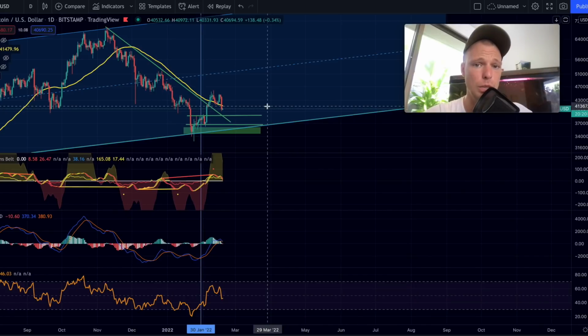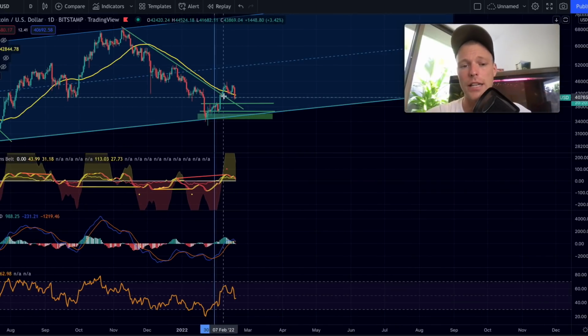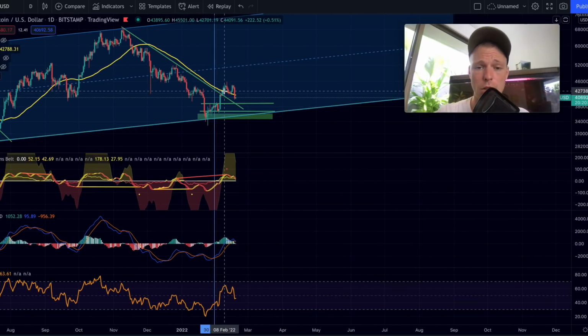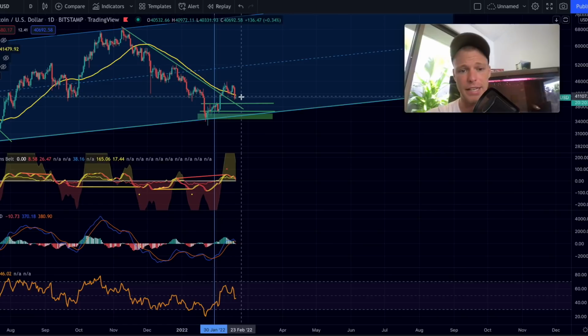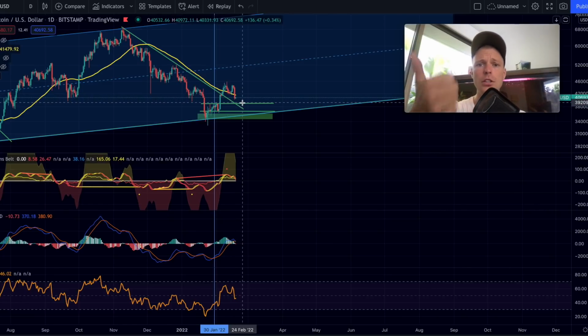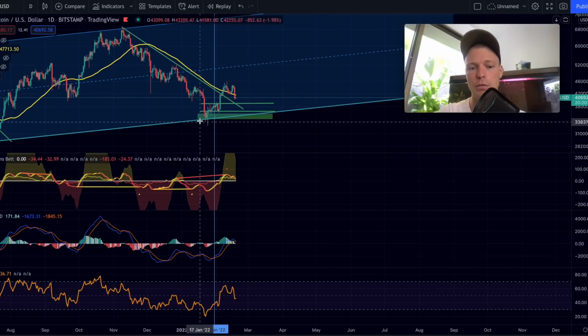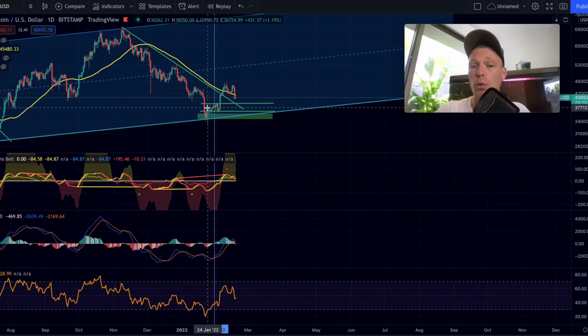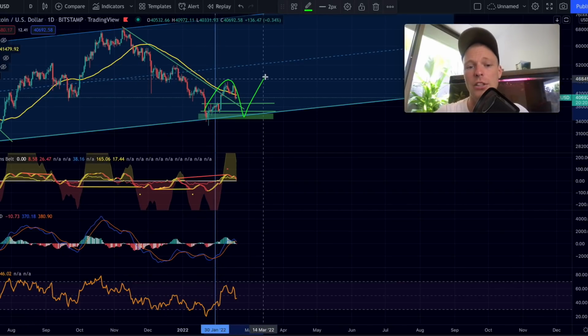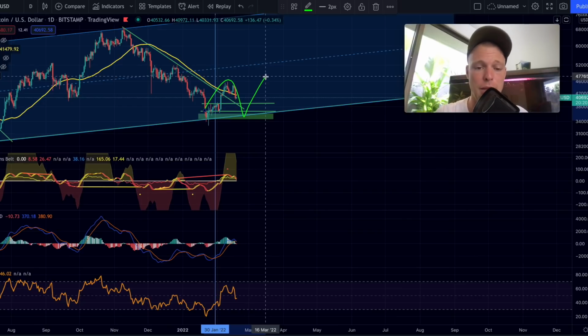So guys, this is what I'm looking at with Bitcoin. Right now, I'm expecting more downside, to be honest, over the following days. Levels that I'm watching: 39,000, 36,700, and the bottom of the range right here. In the more bullish case scenario, we would be forming a double bottom and can reverse from there.